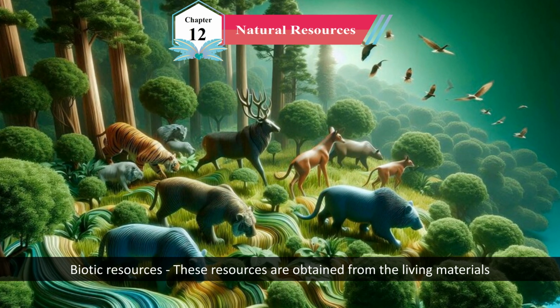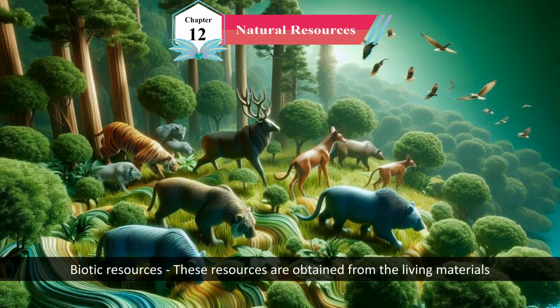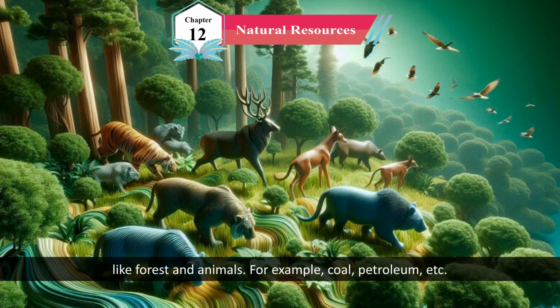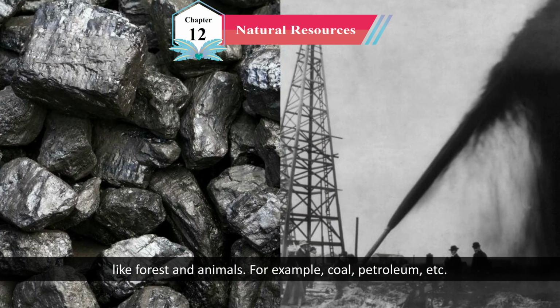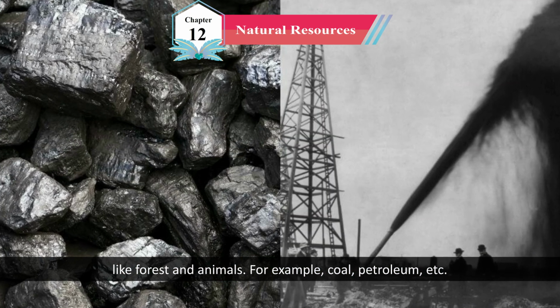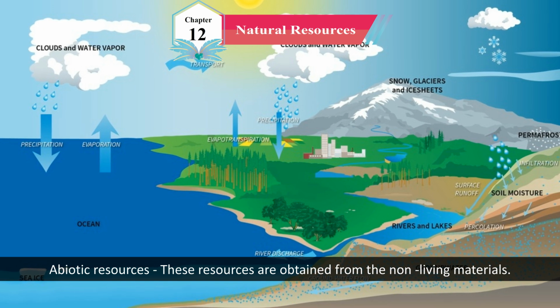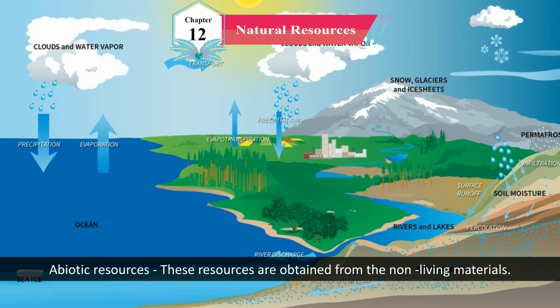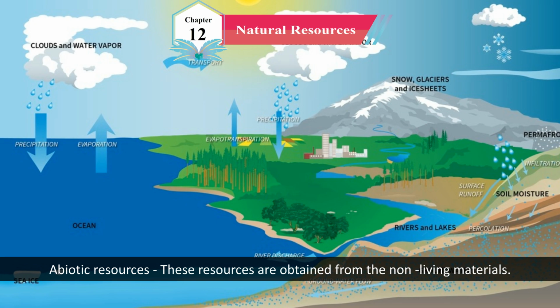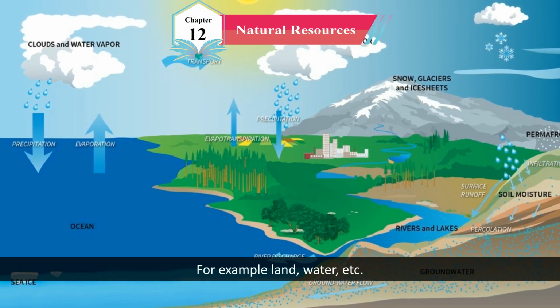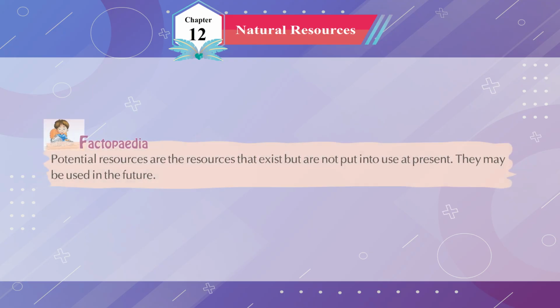Biotic resources. These resources are obtained from living materials like forest and animals, for example, coal, petroleum, etc. Abiotic resources. These resources are obtained from non-living materials, for example, land, water, etc.